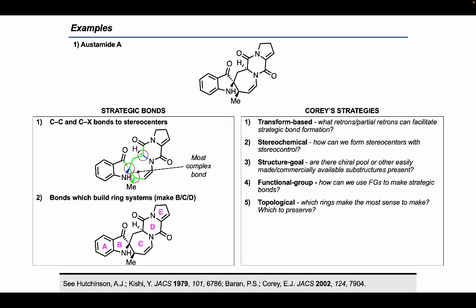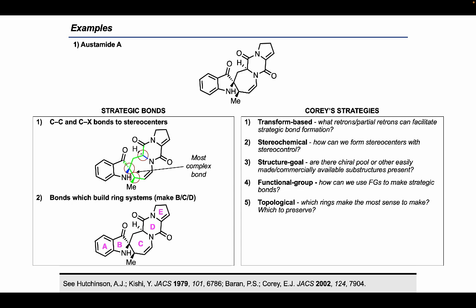Next, we should consider Corey strategies and ask ourselves relevant questions such as, what retrons or partial retrons can facilitate strategic bond formation? How can we form the stereocenters with stereo control? Are there chiral pool or other easily made or commercially available substructures embedded within austenite A? How can we use functional groups present within austenite A to make strategic bond disconnections? And which rings make the most sense to form, and which make the most sense to preserve?